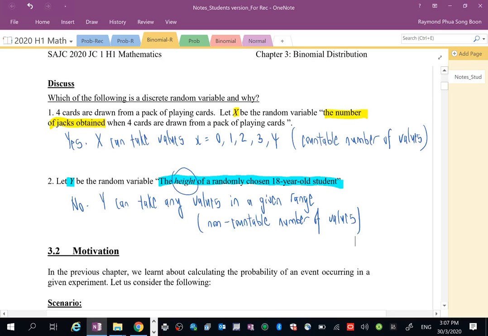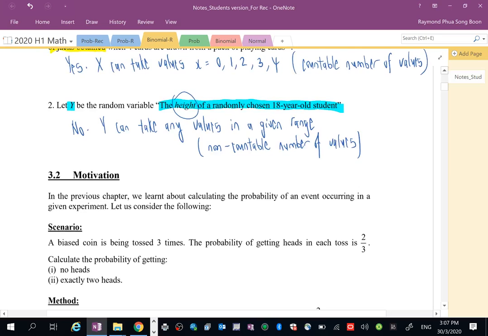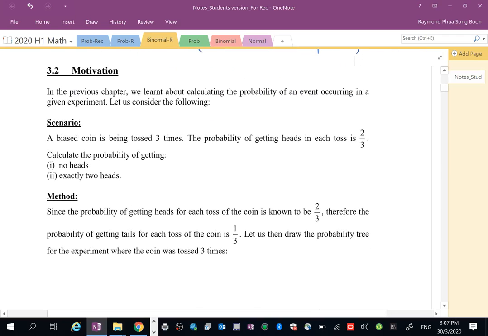Okay, now that you know what a random variable is, as well as what a discrete random variable is, let's move on to section 3.2. Section 3.2, all right, you have learned in the previous chapter how to calculate the probability of an event in a given experiment. So let's consider this scenario.